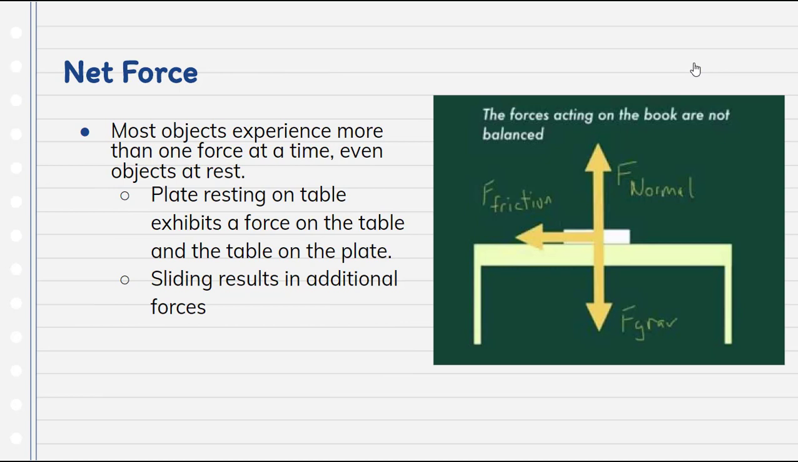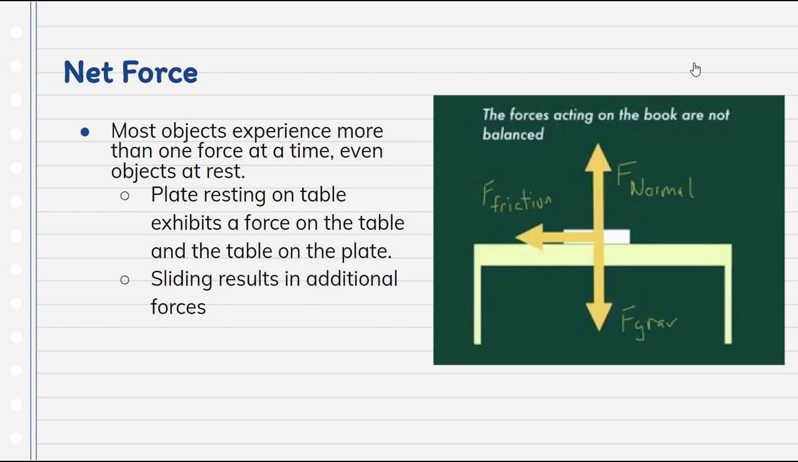Now, most objects experience more than one force at a time, even objects at rest. Consider a plate that is sitting on a table. A plate that's sitting on a table exerts a force on the table due to gravity. Obviously, things want to fall, but the table is also exerting a force acting back up upon the plate itself. That is why the plate does not move: the forces cancel each other out.